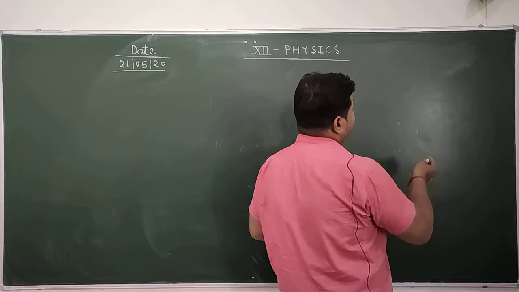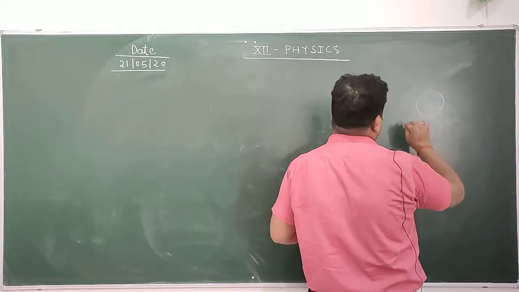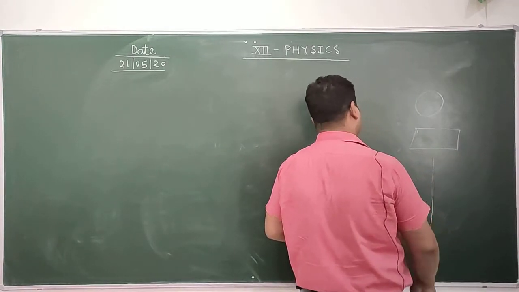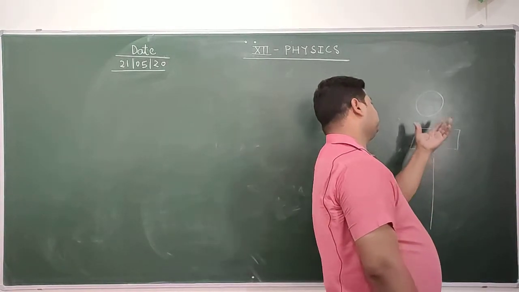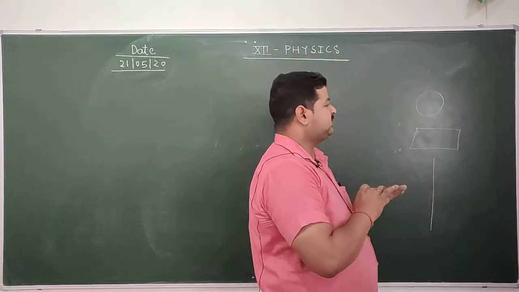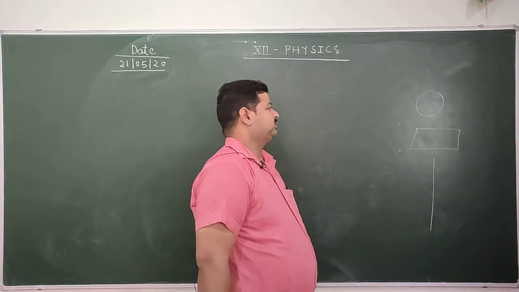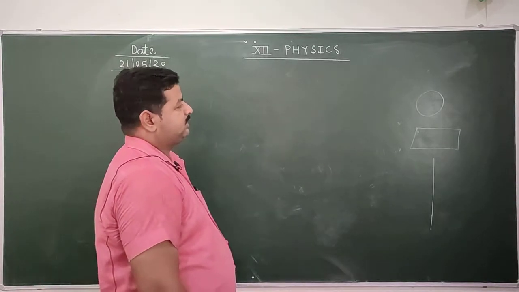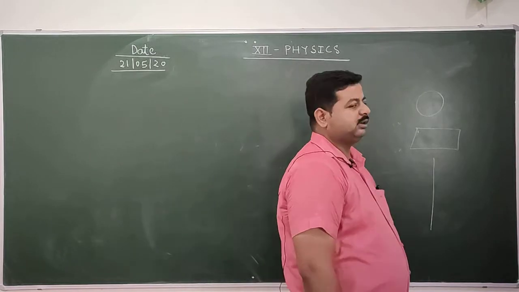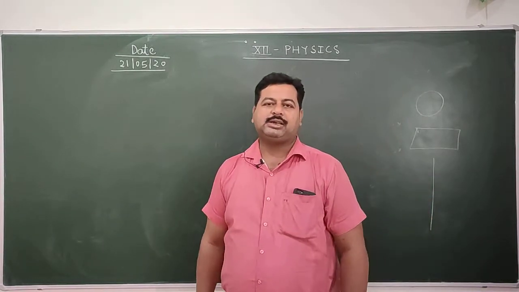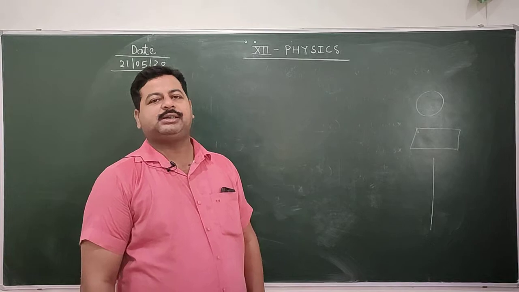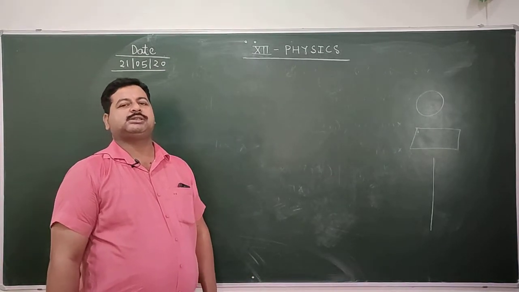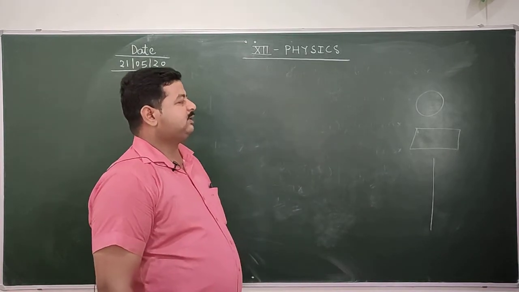If on any surface, like a spherical surface or a plane or a thin rod, a charge is given, then the charge will spread out on it. This is known as distribution of charge. So there are three types of distribution of charge. One is the line charge distribution, second is surface charge distribution, and third is volume charge distribution. So one by one we study here.